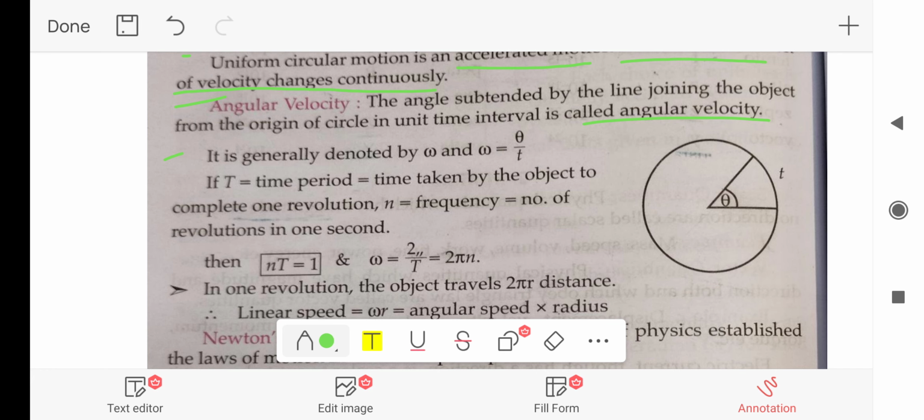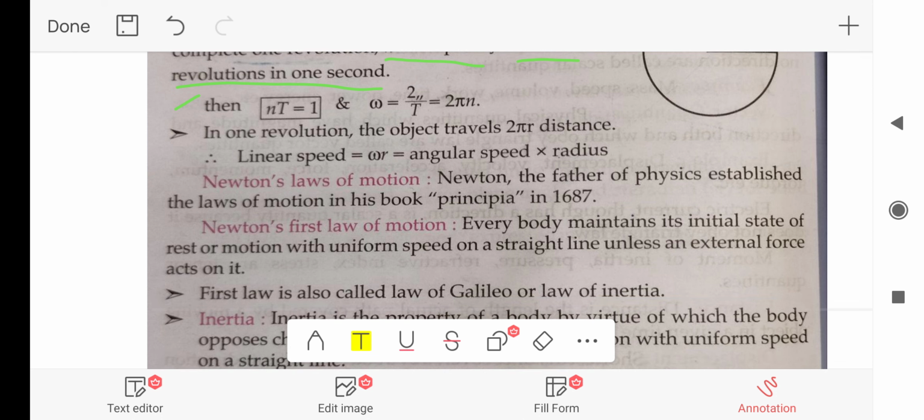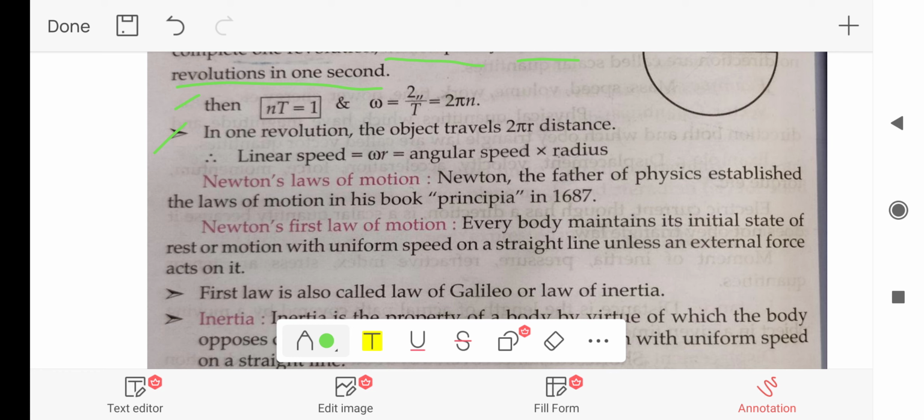If T is equal to the time period, that is the time taken by the object to complete one revolution, and n is equal to the frequency, that is the number of revolutions in 1 second, then nT is equal to 1 and omega is equal to 2 pi by T, which equals 2 pi n. In one revolution, the object travels 2 pi r distance. Linear speed is equal to omega into radius, where omega is angular speed.